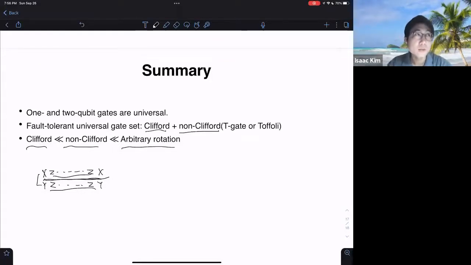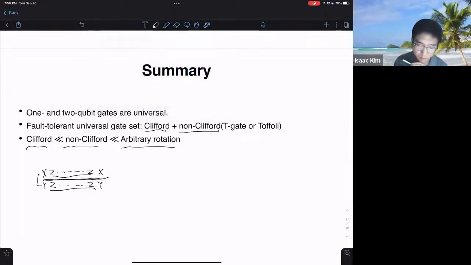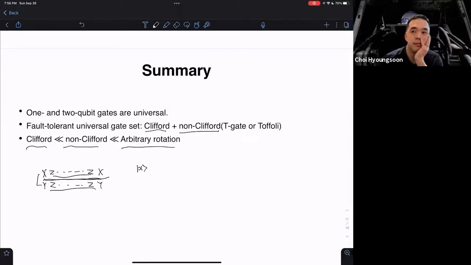The question was, I said the state-of-the-art algorithms don't really apply rotations directly, but they use other techniques. So what would be an example of that? So let's say I want to implement this operation.